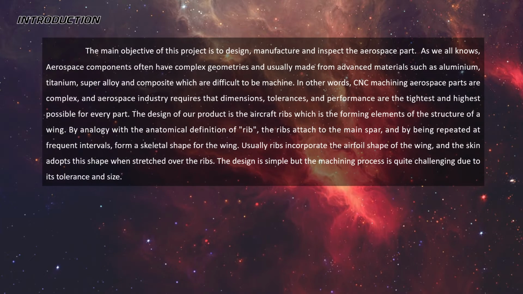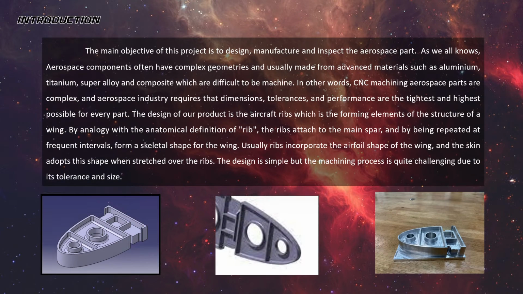For the introduction, the main objective of this project is to design, manufacture and inspect the aerospace part. As we all know, aerospace components often have complex geometries and are usually made from advanced materials such as aluminium, titanium, superalloy and composite, which are difficult to machine. In other words, CNC machining of aerospace parts is complex, and the aerospace industry requires that dimension, tolerance and performance are the tightest and the highest possible for every part.